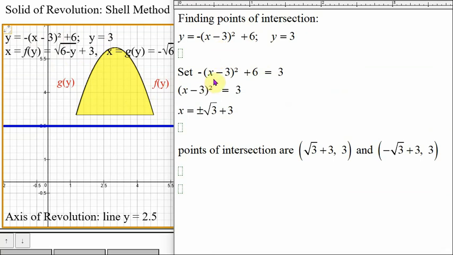Here's our equation. Simplify by subtracting 6 from both sides and then multiply both sides by negative 1, and we end up with this. Then take the square root of both sides, and we get x equals plus or minus the square root of 3 plus 3. So the points of intersection are (square root of 3 plus 3, 3) and (negative square root of 3 plus 3, 3).